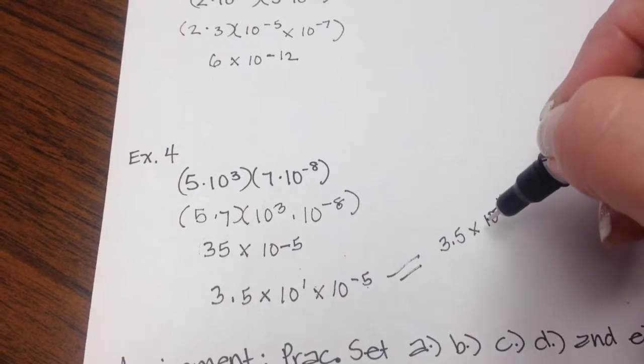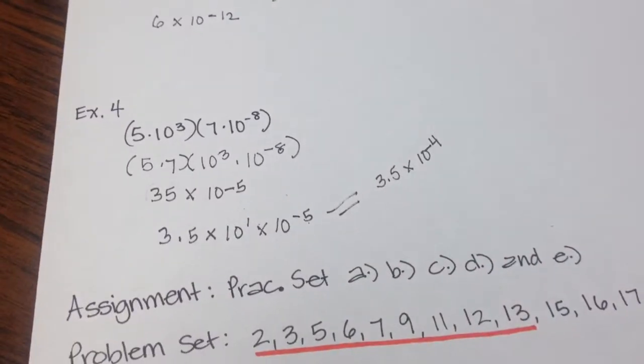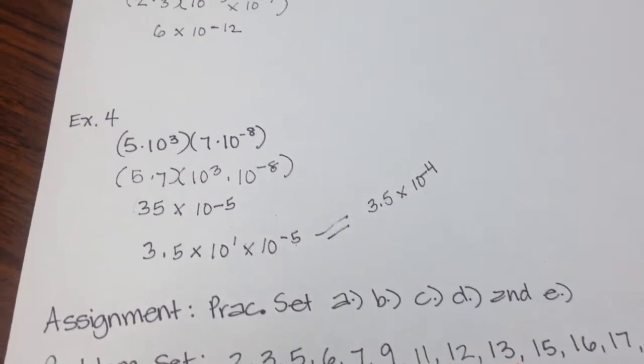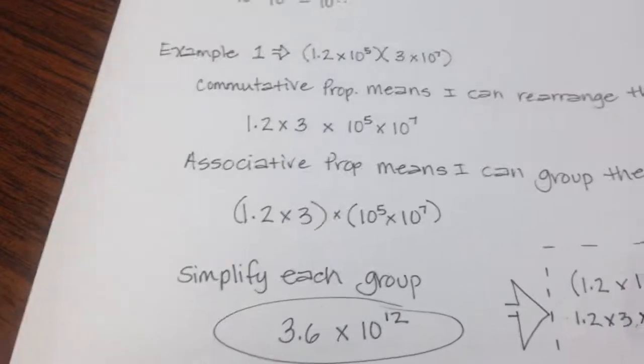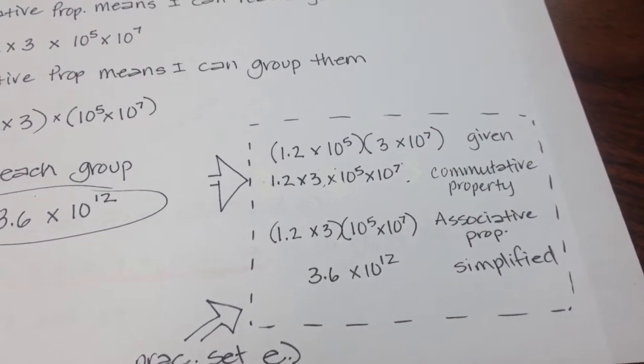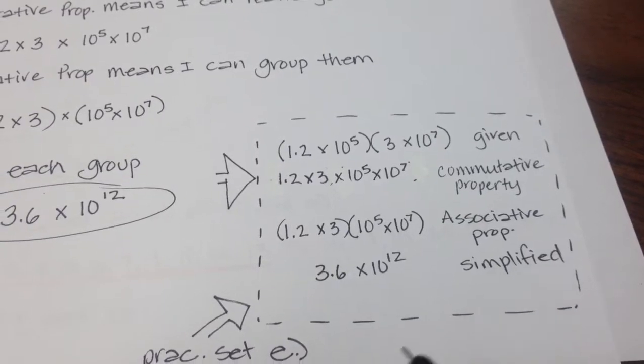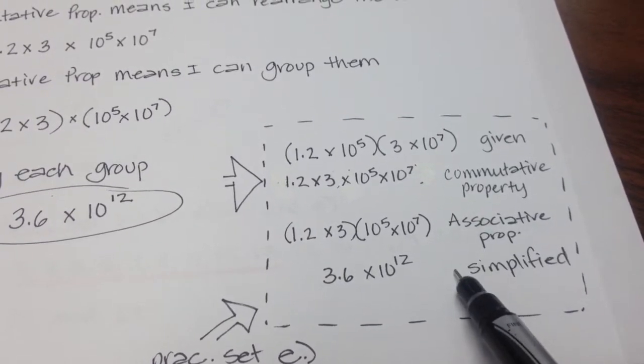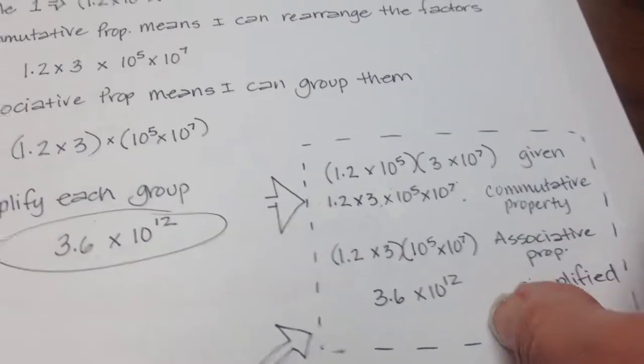Okay? So for your practice set, I want you to do all of them, A, B, C, D, and E. Remember, E is going to ask you to format it this way. So if you need to rewind this video to remember how to do it, go ahead and do that. That's the way they want the practice set E to look like.